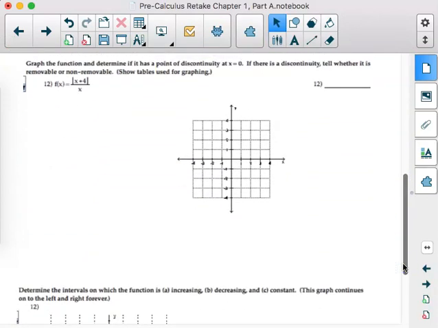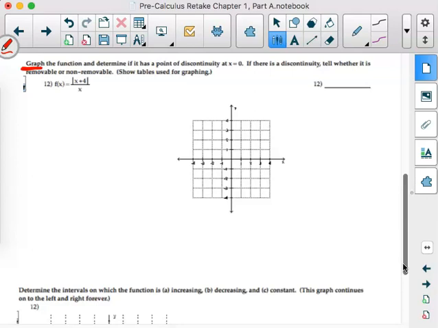Next one, graph the function and determine. Now this is important. Graph specific points. Anything that is interesting or unique to this must be shown graphically. So like I said, you can't just make sketches on this. You have to actually have intervals and make sure that you have everything listed. So graph the function and determine if it has a point of discontinuity at x equals 0. If there is a discontinuity, tell whether it's removable or non-removable.